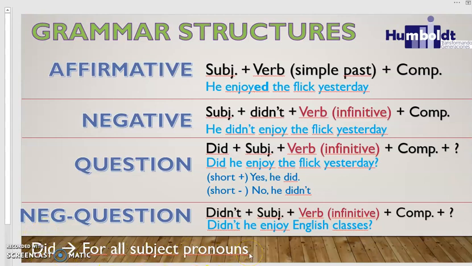The good part in this topic is that we use did for all the subject pronouns. So we can say did I, did you, did he, did she, did it, did we, did you, did they. Okay, so this is a kind of good part of this topic.